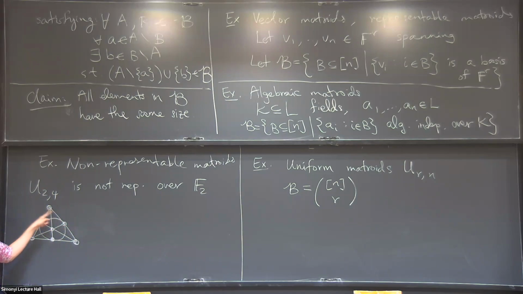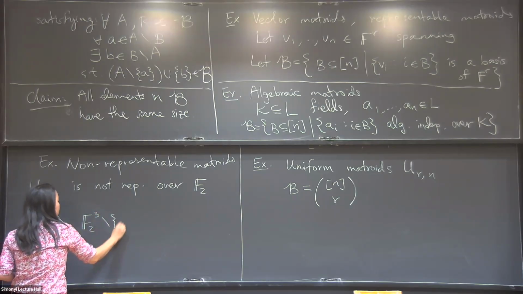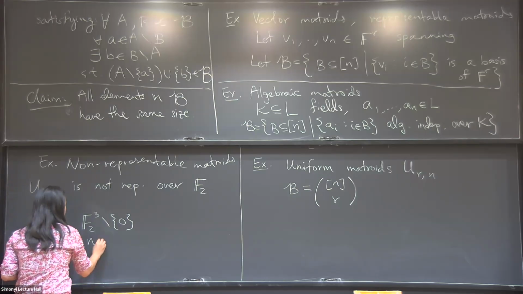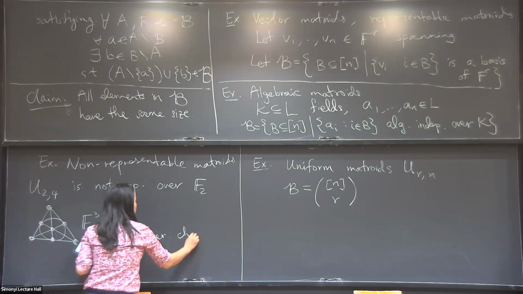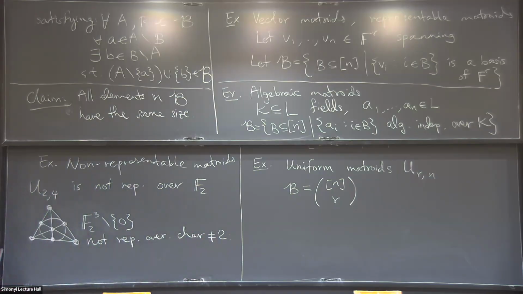Okay, so it turns out that this encodes projective space F2 cube without 0. They have this kind of linear independence. So it is representable over F2, but it is not representable over any field of characteristic not equal to 2. So this is called the Fano matrix.